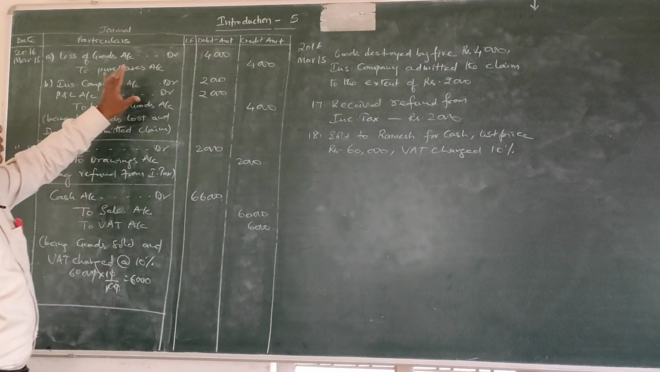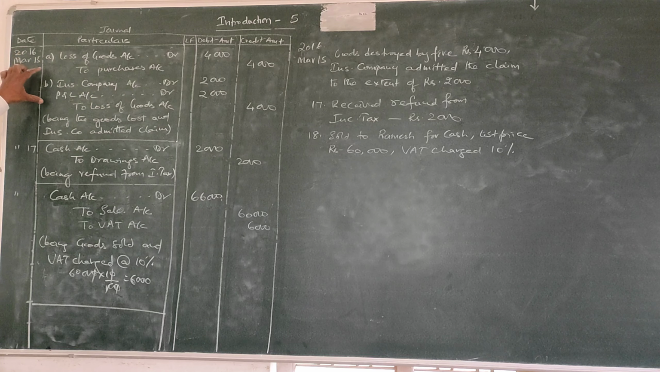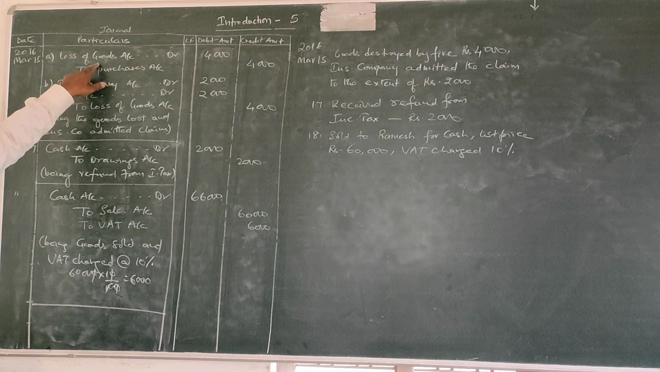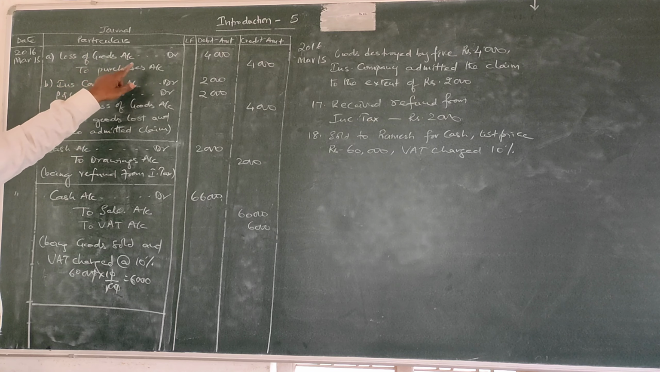Simply understand here, first of all, for this type of transaction, we need to write two entries. One is, according to your books, the total loss is 4,000. So for that loss of goods, one account you will open. It is a normal account, being a loss, you should debit it. So loss of goods account debit.